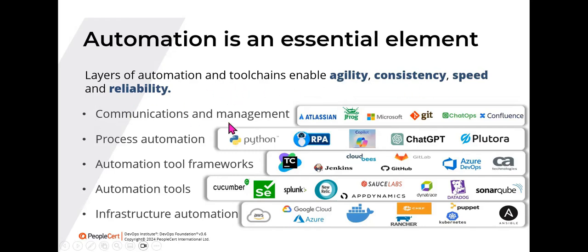So, for example, communication and management tools, things like Atlassian, JFrog, Microsoft, Git, ChatOps, Confluence. These are good ways to help with communication. There are many others, Splunk and so on. Process automation, things like the different programming languages. ChatGPT can help now, with generative AI, to create automation scripts. Value stream management products like Plutora.